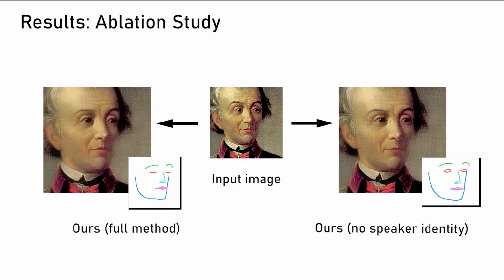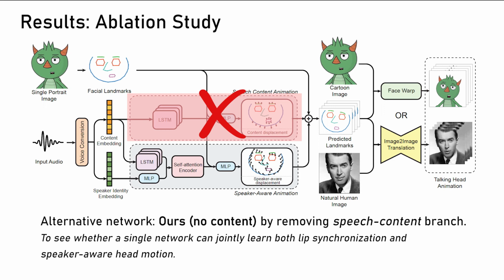en.wikipedia.org. The lip synchronization for the alternative on the right is well, but it doesn't have speaker-aware head pose prediction. And here we show another example comparing an animation produced by our method with an alternative network that uses the speaker-aware branch only.